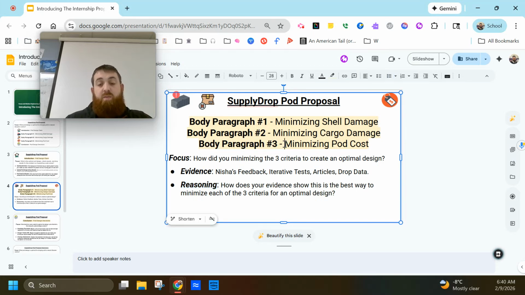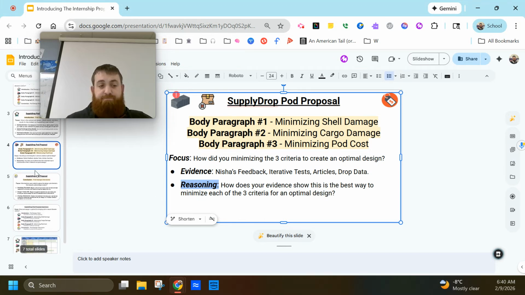And again, finally, minimizing pod costs. Again, what is the evidence that shows you were able to minimize pod costs for this optimal design? And finally, the reasoning. Okay, why is this the overall best?